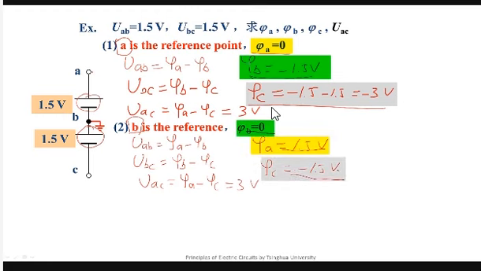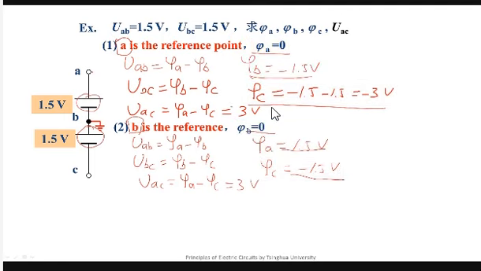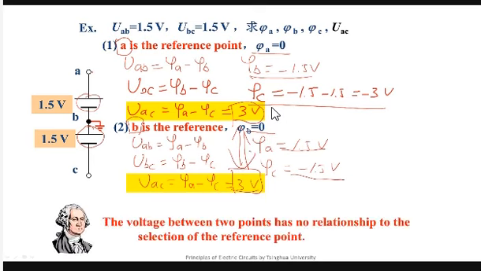That is, the potential is the voltage from one point to the reference point. When the reference point changes, the potential changes, of course. But let's watch UAC. Its value is the same, whatever the reference point is. The conclusion is reasonable and correct. So we need to remind you, the voltage between 2 points has no relationship to the selection of the reference point.